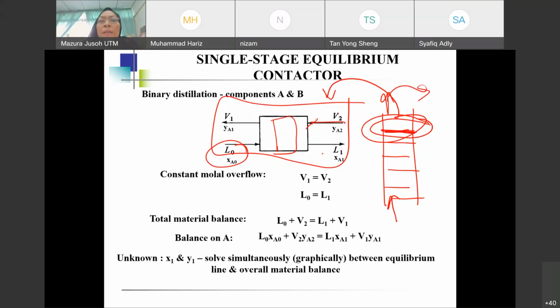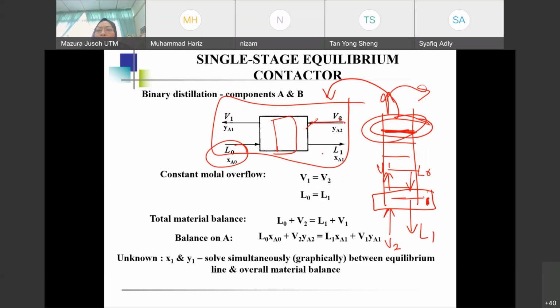So you just imagine the V as the vapor, V2 coming up. Okay, you have to imagine this for one tray only. So let's talk about this tray. So you have V2, let's say, and then you will have V1. Okay, because this is tray number 1, for example. And you will have L naught that is coming in, and then L1, because this is tray number 1.